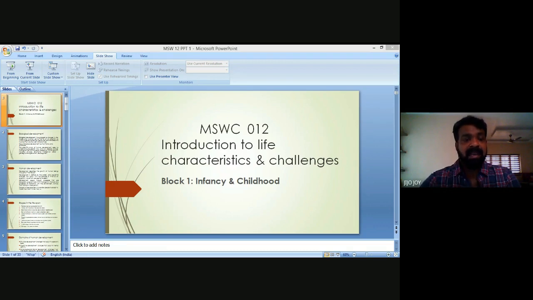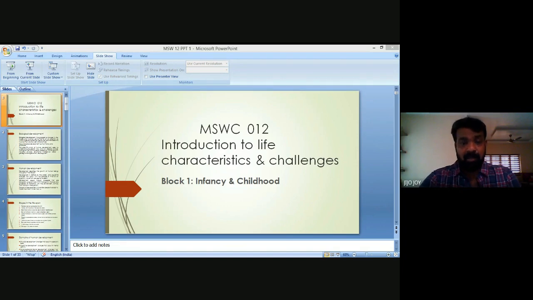Then middle age, 40 to 60 years. Then old age, 60 years till death. So these are the 10 stages in the lifespan. First is the prenatal period, from conception to birth. Second is infancy, birth to the end of the second week. Then babyhood, end of the second week to the end of the second year. Then early childhood, 2 to 6 years, the preschool years.